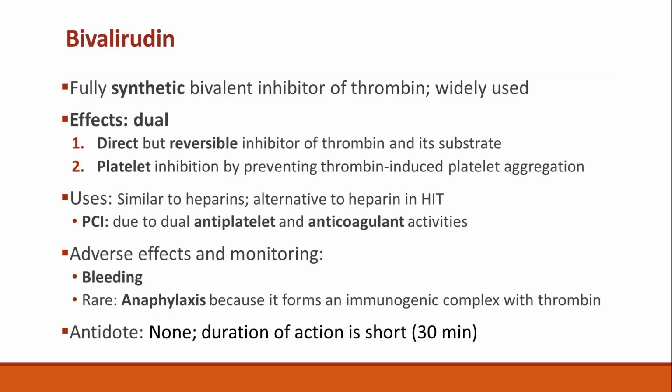Bivalirudin is a synthetic direct thrombin inhibitor with reversible binding and a short half-life, making it highly controllable. It has a dual role in inhibiting thrombin and reducing platelet activation, which makes it particularly useful in percutaneous coronary interventions. Because of its short duration of action, its anticoagulant effect declines rapidly once the infusion is stopped, providing an additional safety advantage in procedures where bleeding risk must be tightly controlled.